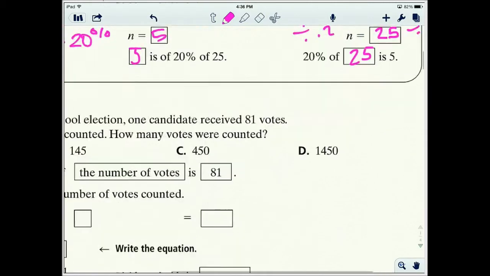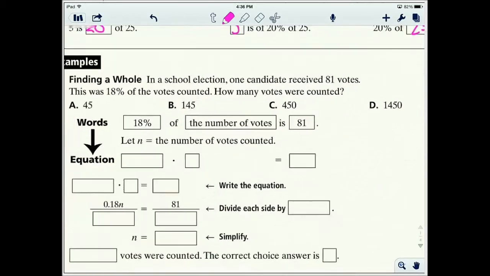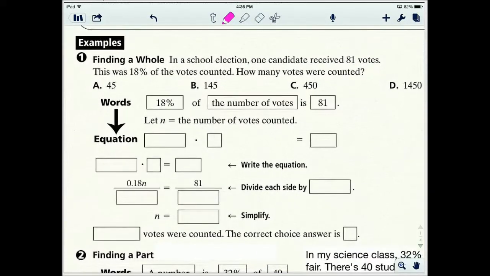Let's go ahead and look at a word problem, because those are the ones that get a little bit tricky. In this word problem, it says that in a school election, one candidate received 81 votes. And then it says this is 18% of the votes counted. They say how many votes were counted. So remember that when we have the is and of and all that, we don't know the of. That's what we're trying to find. And we do know the percent. That's why that goes here, 18%. And the is right here, which is 81.